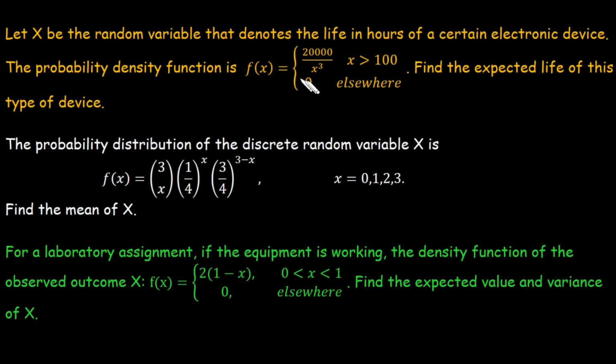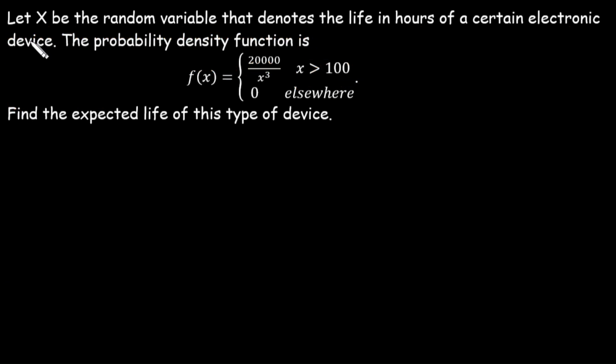Starting with the first example, the first question is: let x be the random variable that denotes the life in hours of a certain electronic device. The probability density function is given by this form. Here we need to find the expected life of this type of device.